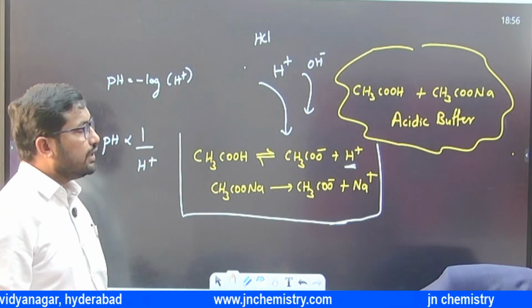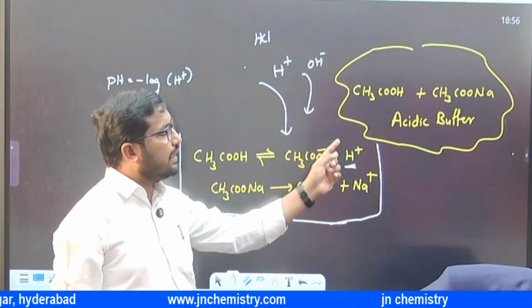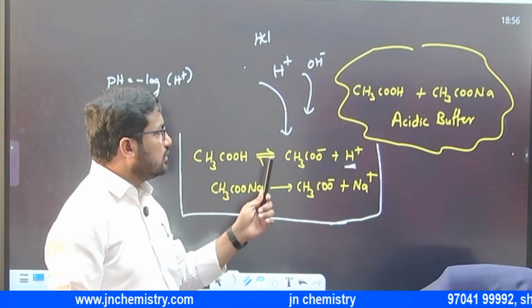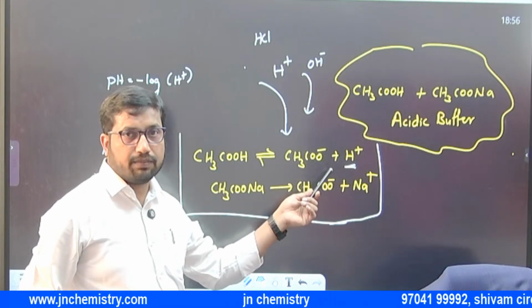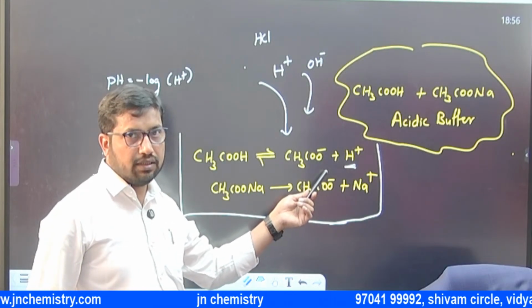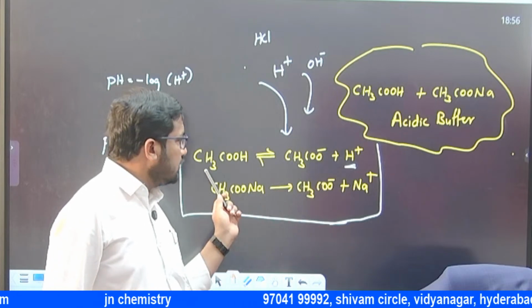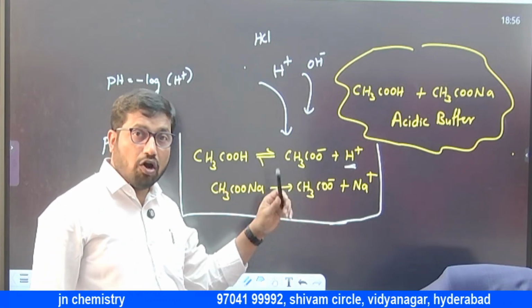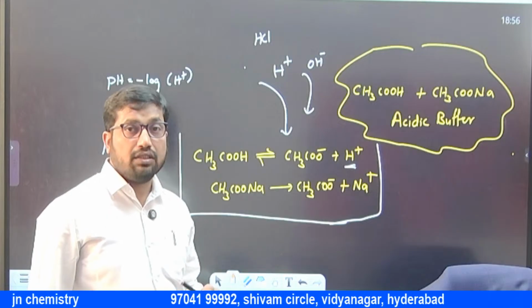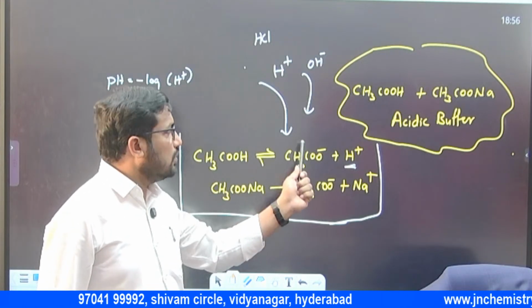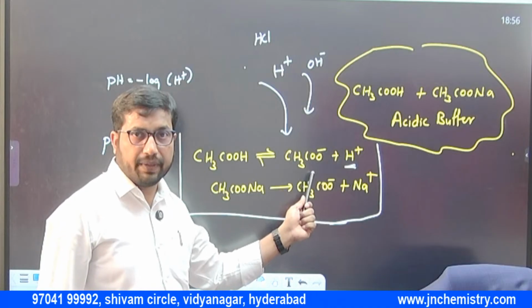If you are adding OH minus, this OH minus and H plus undergo a neutralization reaction and become water. So the H plus concentration decreases on this side. When the H plus concentration decreases, the forward reaction takes place. However many H plus ions are decreased, that many H plus ions are given by the CH3COOH. So automatically there is no change in the pH.